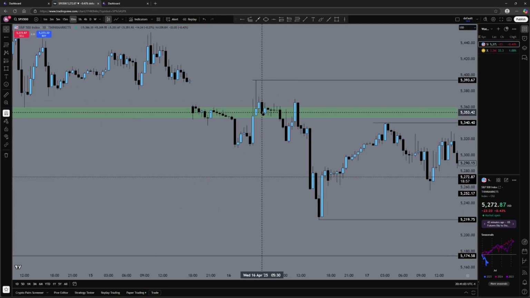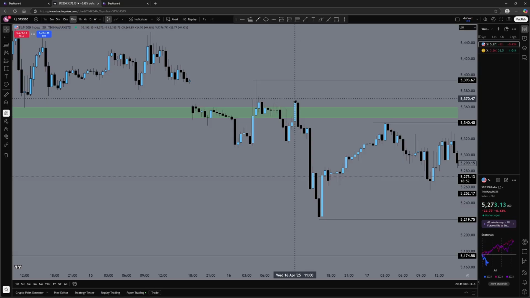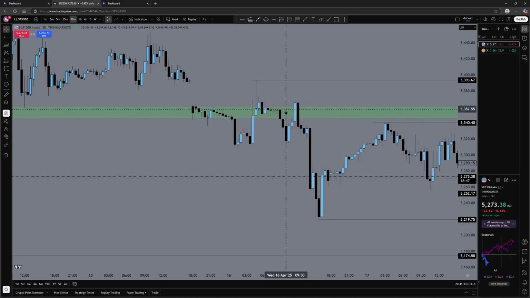Okay. So you see this area, boom. Once that closed, it went above that wick, which was the previous high. Or actually, it's a high. That's a solid high right there. It did close above a high right there.